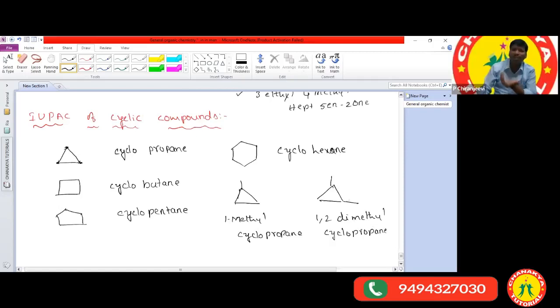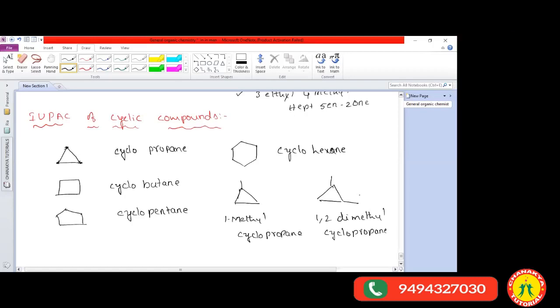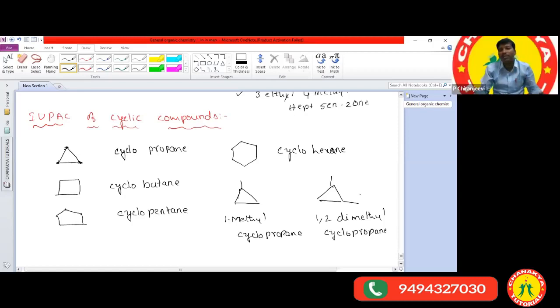The 1,2 position we can call ortho. Ortho dimethyl cyclopropane we can also call it, but ortho, meta, para positions we can use only for aromatic compounds, and that too especially for benzene. Aditi, did you get the clarity? Yes, sir. So where we use ortho, meta, para signs, it is especially for benzene, for dihalides of benzene and so on.